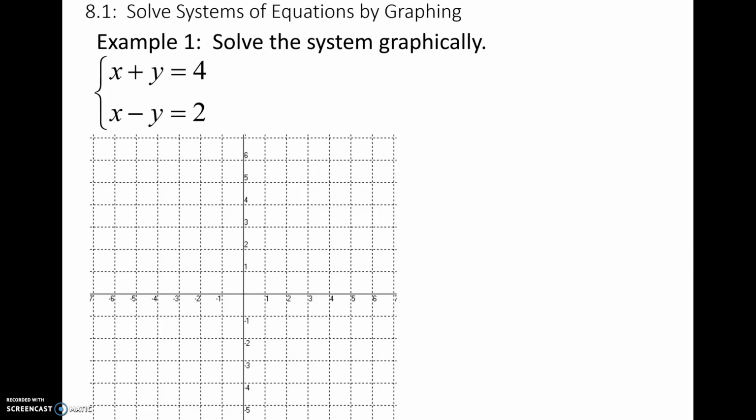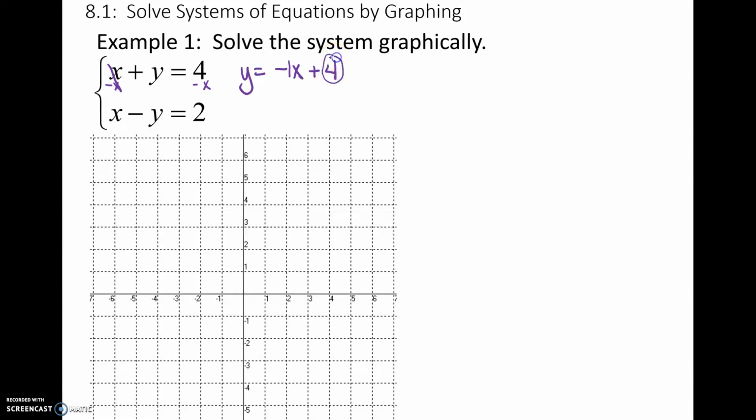So, here's our first example. We need to rearrange both equations so that they look like y equals mx plus b. So the first equation, we need to subtract x on both sides. Y equals, it looks like it'd be easiest to write 4 minus x, but I really want my equation to look like y equals mx plus b, so I want to write the negative x first and then the positive 4. What is the slope here? Negative 1.